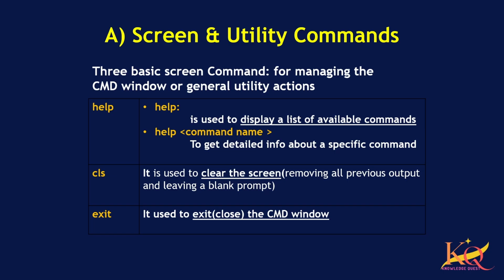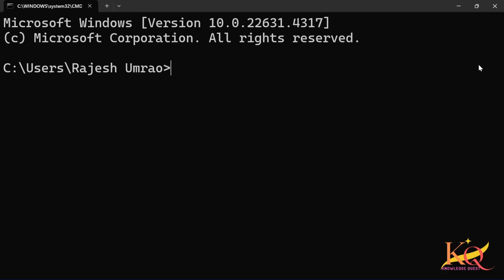The third command is exit, which is basically used for closing the CMD window. So guys, just remember, whenever you are working in the CMD window, you are not supposed to close the command window directly, because if any command is working in the background, then it will cause abnormal performance on your system. So you are always required to close the window by typing exit. So how does it work? Let's see with an example.